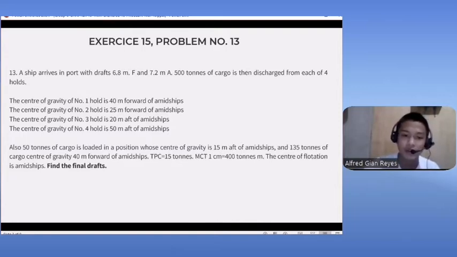and 135 tons of cargo, center of gravity 40 meters forward of amidships, with a TPC of 15 tons, MCT 1 centimeter of 400 tons meter, and the center of flotation is amidships. Find the final draft. So this is the exercise and the problem presented. Now let's go to Iligan to present the illustration.